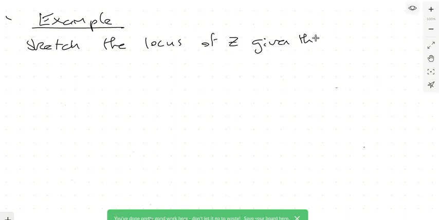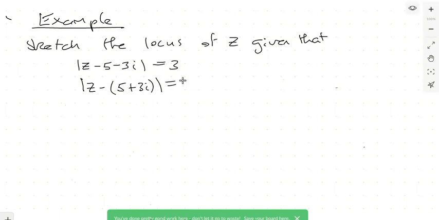Right. Firstly, let's sketch the locus of z, given that the modulus of z minus 5 minus 3i equals 3. I'm pinching this from the exercise, the examples. Yeah? If you wanted to sketch that, first things first, turn it into z minus a complex number in brackets. Well, that will give you z minus (5 plus 3i), modulus equals 3. Now we can sketch it, no problem at all. And this is just part A, this is the easier bit.